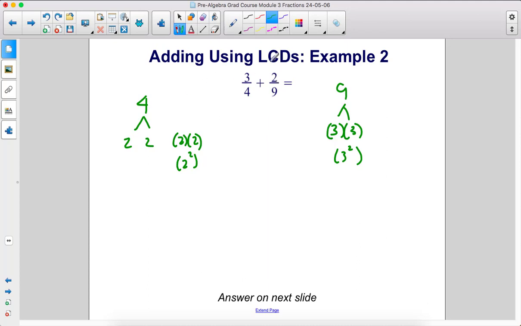Now to find the lowest common denominator, we just multiply both of these together, because 2 appears once with a square, and 3 appears once with a square. So what is 4 times 9?